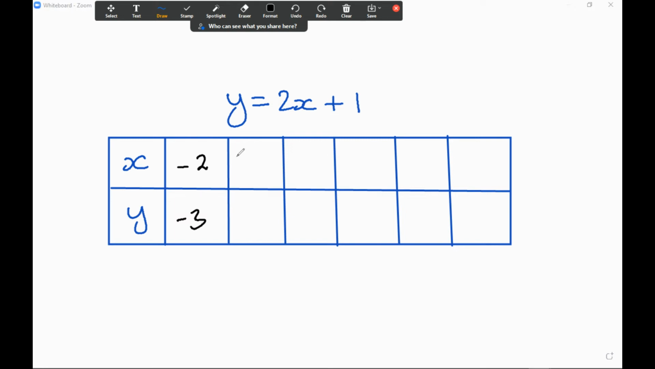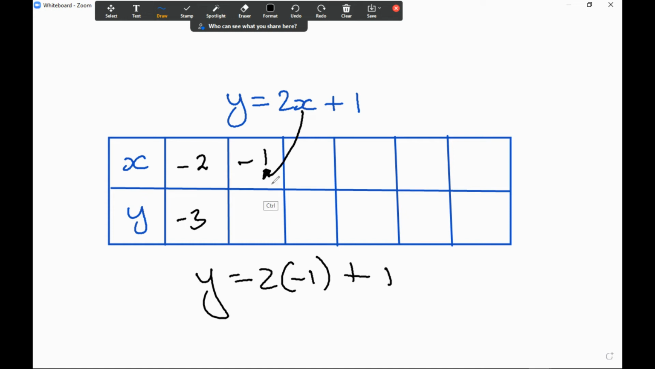No problem. And then negative 1 is now going to become this. So y equals 2 multiplied by negative 1 plus 1. Because now the x value is becoming negative 1. That's going to become y equals negative 2 plus 1. Negative 2 plus 1 is negative 1. Okay? Negative 2 plus 1 is negative 1. So that means this is going to be negative 1.